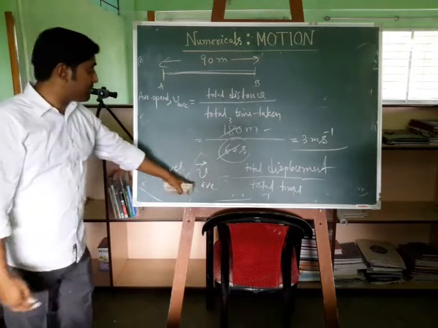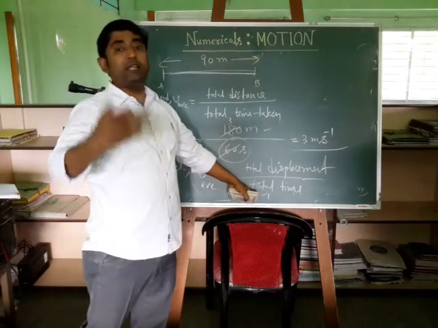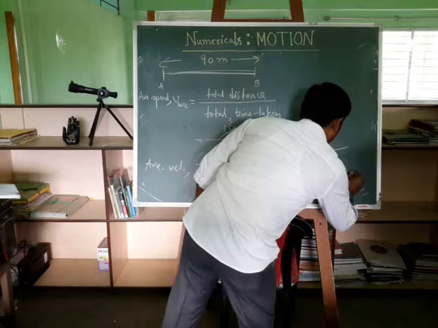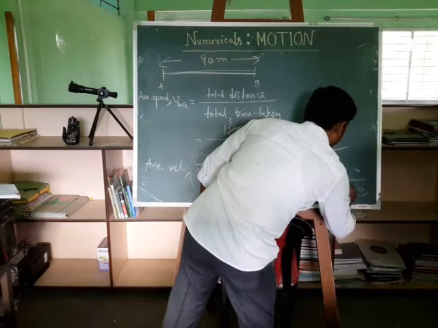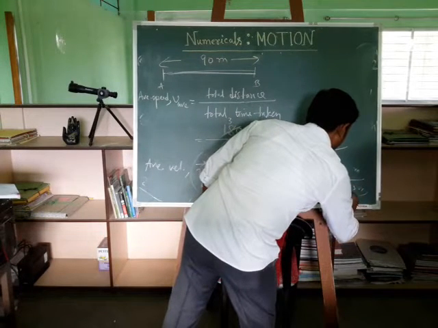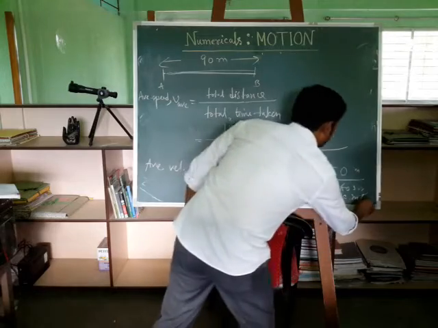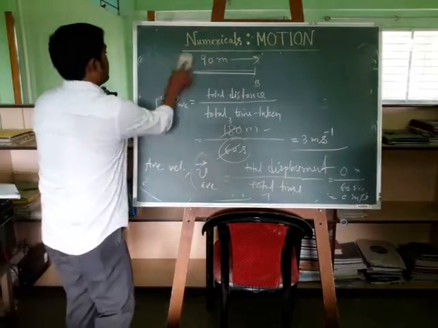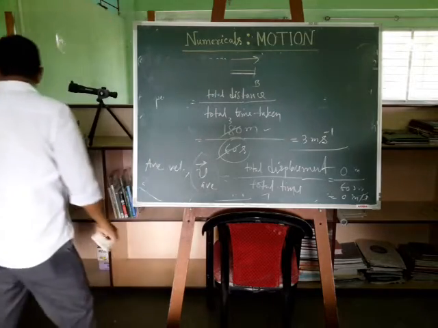So average velocity is 0 upon whatever the time be. It is 1 minute in our case. So that is 0 meter divided by 60 seconds. So 0 meter per second. So average velocity is 0. Alright. Next problem.